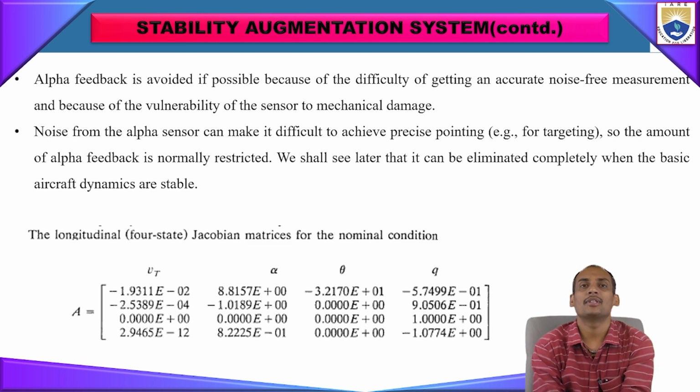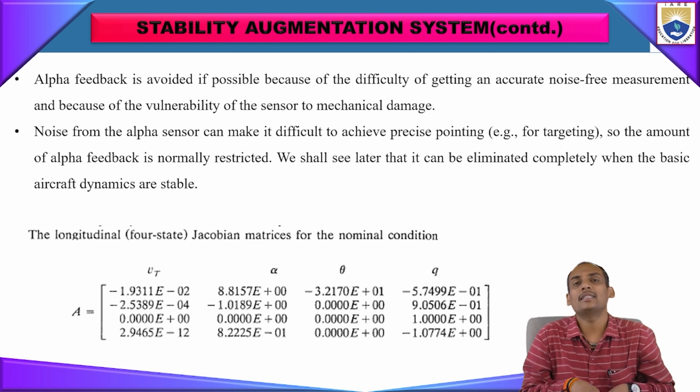So the noise from the alpha sensor can make it difficult to achieve precise pointing, due to the noise produced by this sensor. So positioning and pointing is very difficult. So the amount of alpha feedback is normally restricted. We shall see if it is eliminated completely when the basic aircraft dynamics are stable.